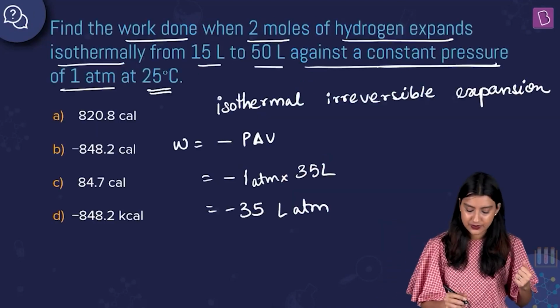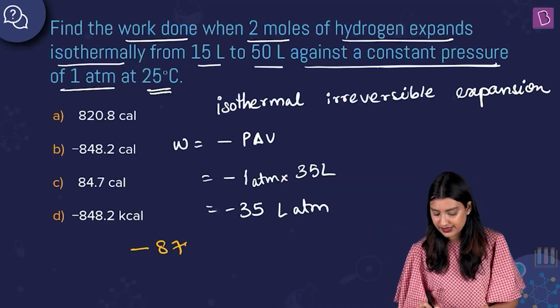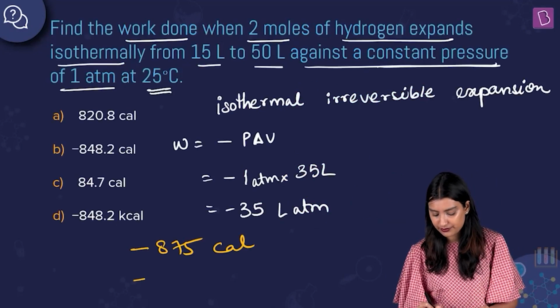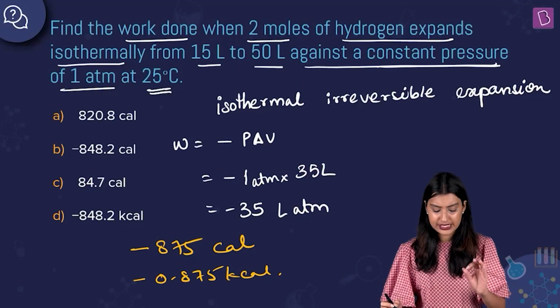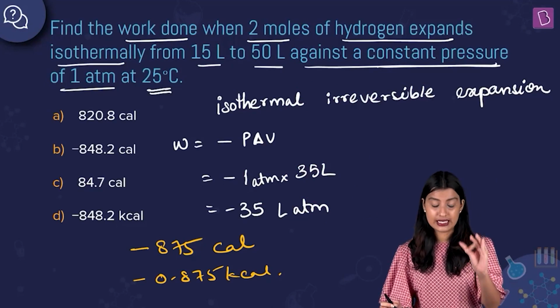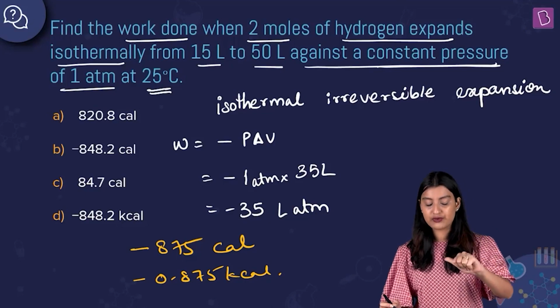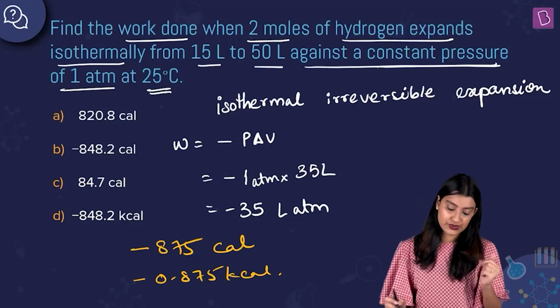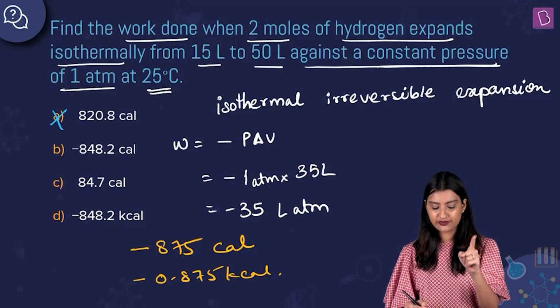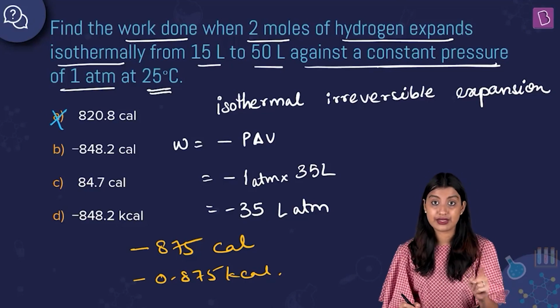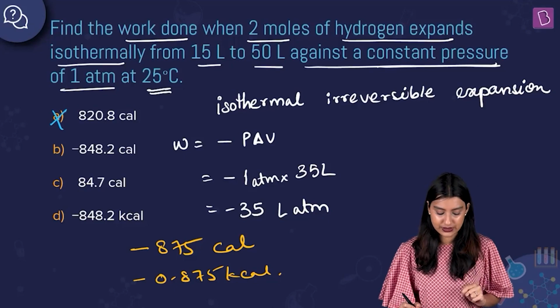Okay, let's see. So I have minus 875 calories, or you can call it minus 0.875 kilocalories, right? Option A, 820.8 calories. Sounds close to what we have, except the sign is not the same. So I'm going to ignore option A. Option B, minus 848.2 calories. Yes, very close to what we have. I am going to consider this.